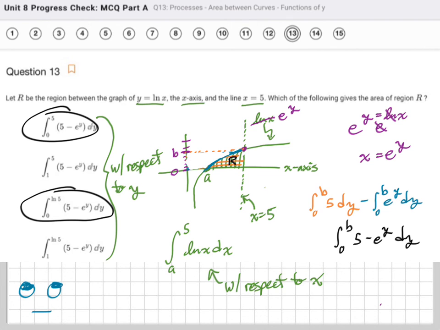In order to find b, I'm going to need to plug in an x to find out what the value of b is. Good thing I know that x is 5 and the function of x right there. So I just need to plug the 5 into the function of x, and I get natural log of 5. So that means this guy's out, and my answer is C.